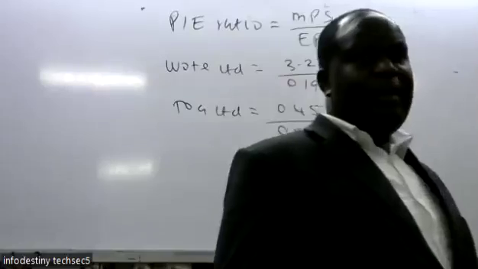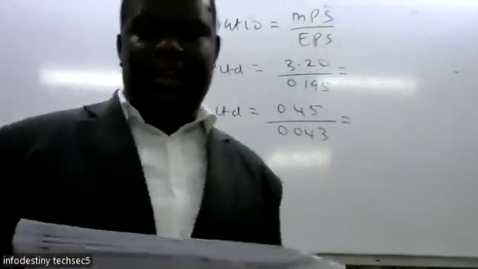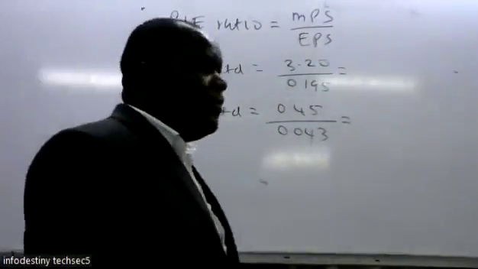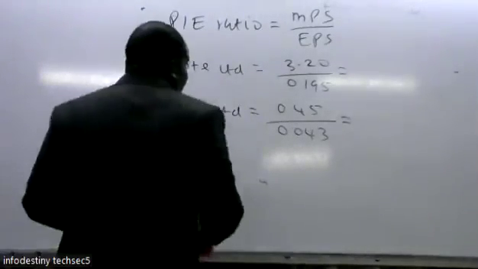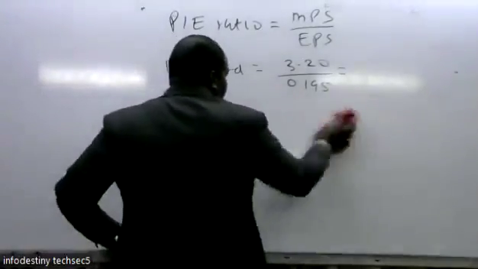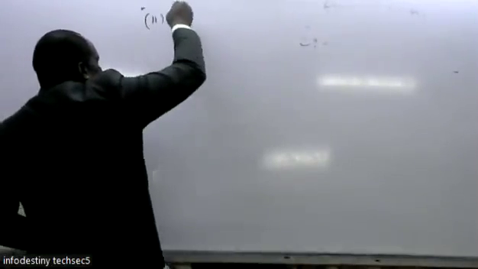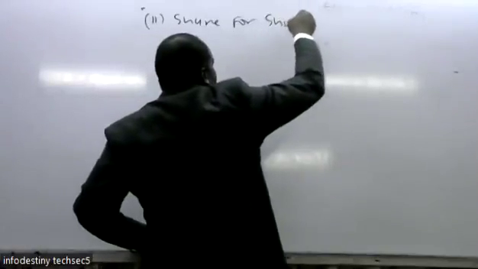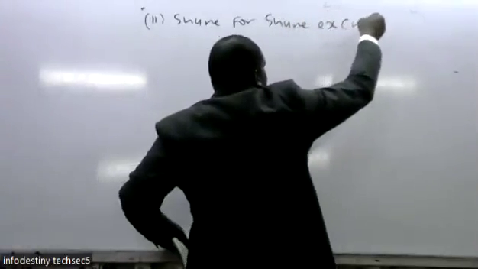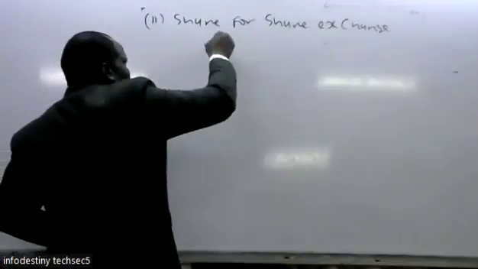So we go to Roman letter two. Roman letter two is post-merger earning per share, but it is a share for share exchange. They have already given you the exchange ratio. So we simply start by looking for the number of shares to be issued.